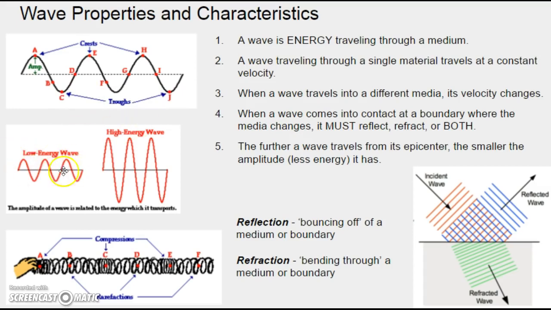Moving on, we can also look at amplitudes. The amplitude of a wave is related to the energy it's transporting. So low energy is going to have a low amplitude, and a high energy wave is going to have a high amplitude. So the closer we are to the epicenter, or the location of the rock movement, the greater the amount of energy, the higher the amplitude.